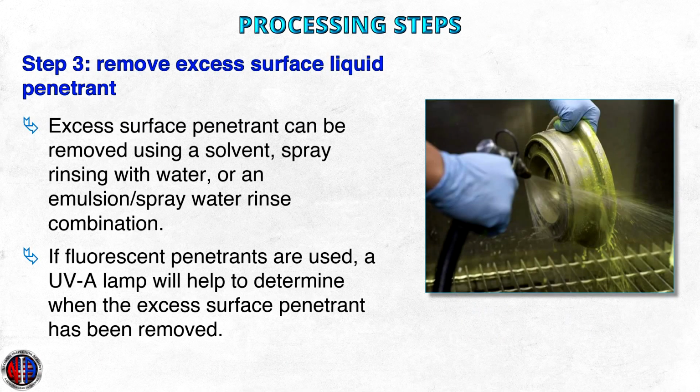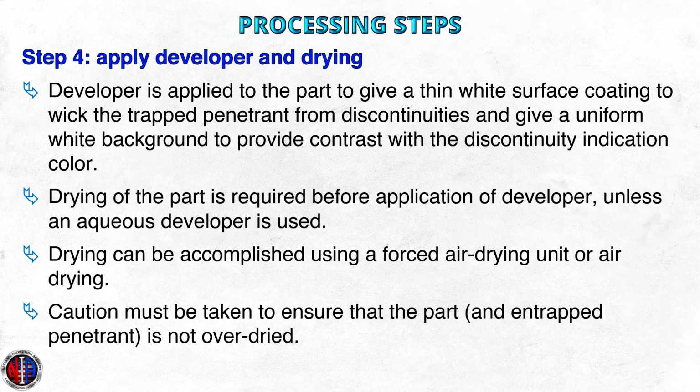Step 3. Remove excess surface liquid penetrant. This step requires careful control over the excess surface penetrant removal process while simultaneously ensuring the penetrant that has been drawn into discontinuities remain there. Depending on the penetrant technique selected, excess surface penetrant can be removed using a solvent, spray rinsing with water, or an emulsion/spray water rinse combination. If fluorescent penetrants are used, an ultraviolet A lamp will help to determine when the excess surface penetrant has been removed.